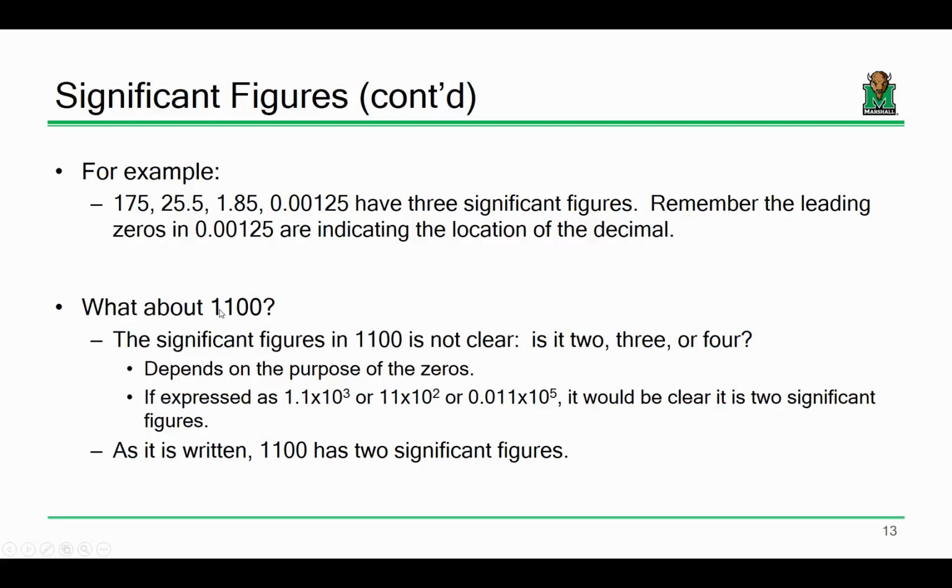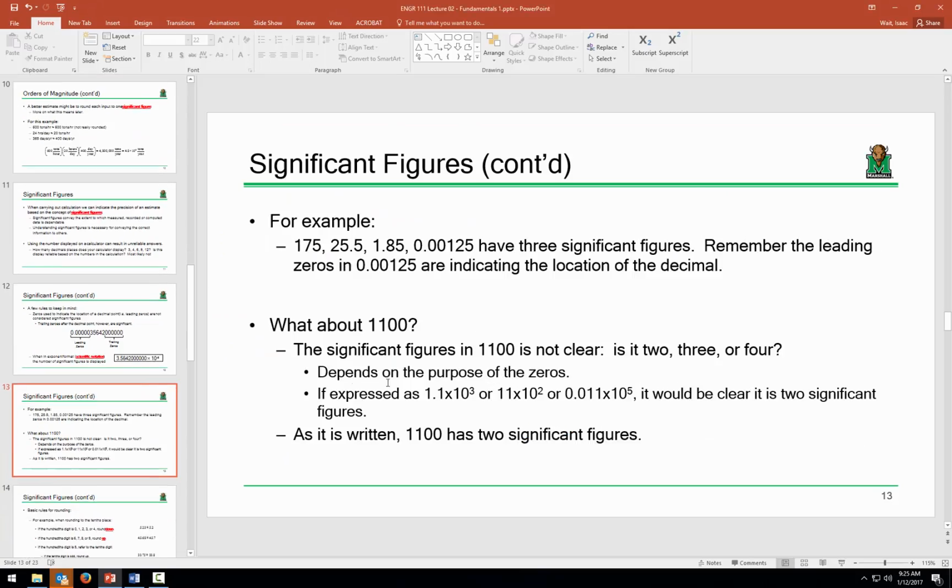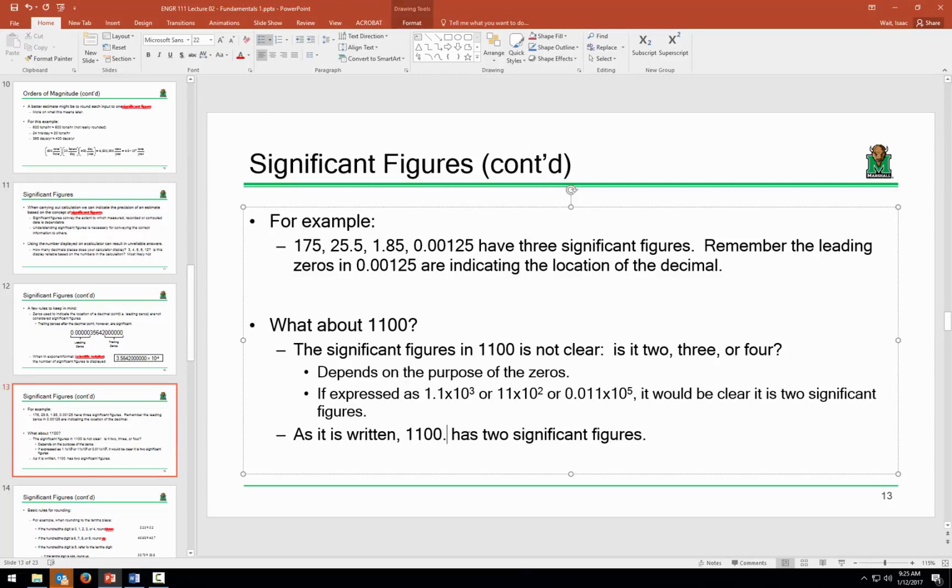Now, in the case of 1100, it isn't clear when we represent it just in this standard notation. In exponential notation, it's a lot more clear because we can have zeros after the 0.011, and then it would be clear that there's 2 significant figures in that case. But if we wanted there to be 4 significant figures, for example, then we would just put a decimal after that. And that decimal would mean that we have these zeros to a level of precision that's different than if the decimal isn't there.